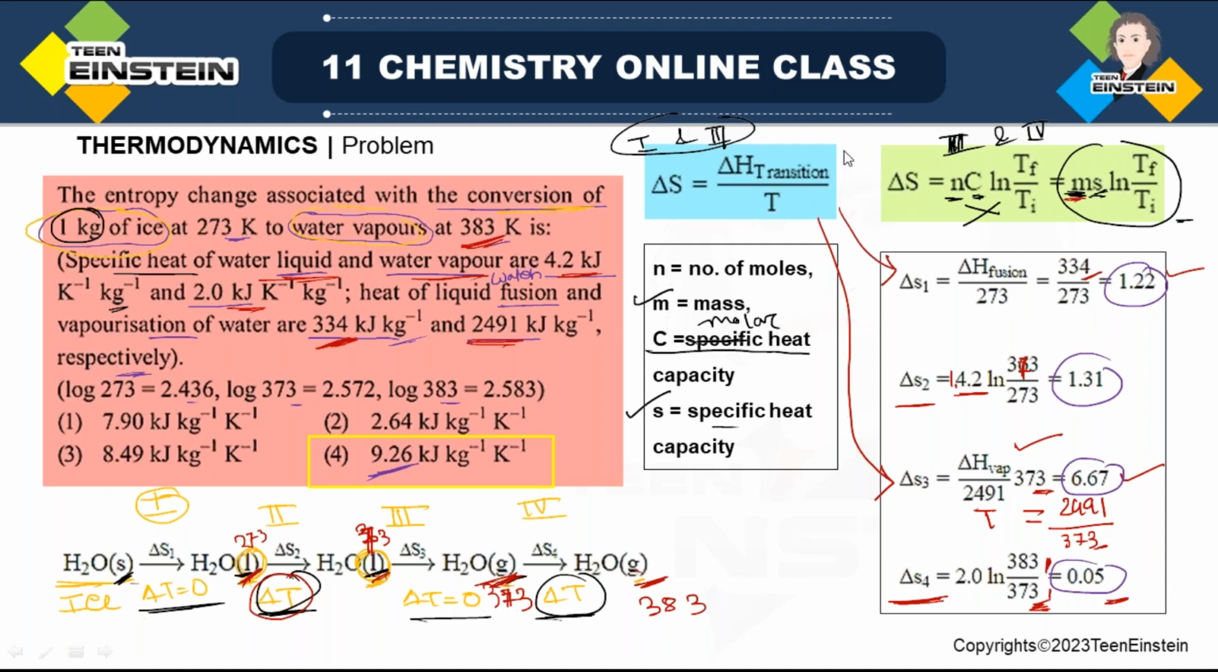Okay. So here applying two different formulas. This formula, which is for phase transition, temperature is fixed in this case. Another formula, which is for phase is same, temperature is different. So this we will use for second step and fourth step. This formula we will use for first step and third step. And finally, when you add all this, you will get the actual answer, which is 9.26. So we are at the end of the session. Thank you for listening.